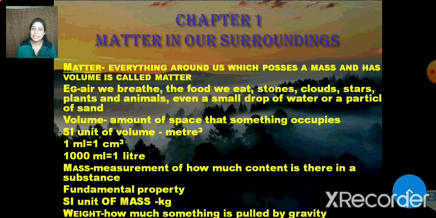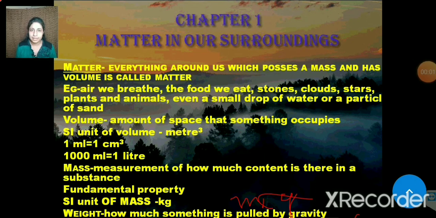But then what is weight? Weight is the gravitational pull on any substance. That means if this is a substance, then the gravity of the earth is pulling this substance toward itself, and that makes the weight. Weight is originally mass into gravity. Weight is how much something is pulled by gravity, and the SI unit of weight is kg meter per second square, which is originally the unit of force.